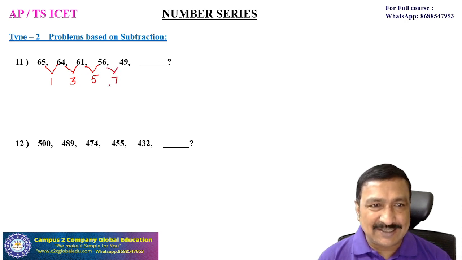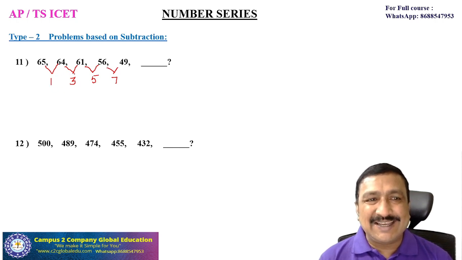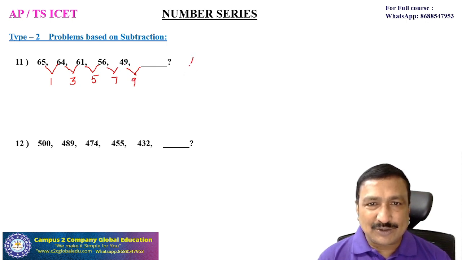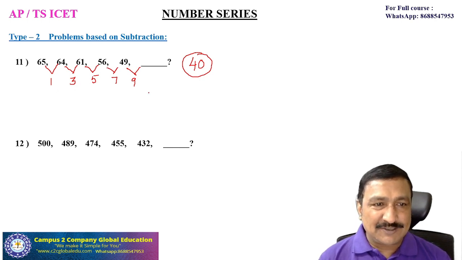7 is decreased. So if you look, this series is decreased by odd numbers, because we know 1, 3, 5, 7 are the odd numbers. So the next number should be decreased by 9. 49 minus 9 is equal to 40. So the answer for this question is 40, friends. The logic in this question is that it decreases by odd numbers.